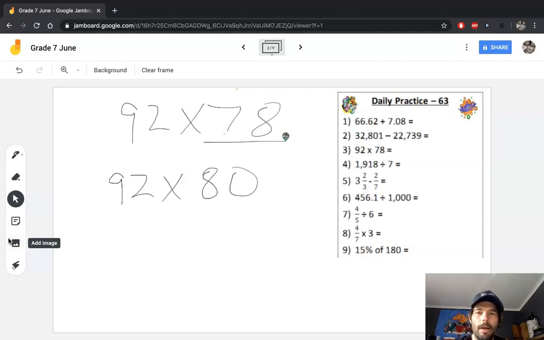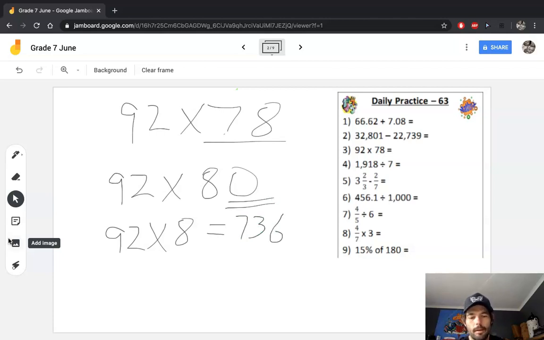So I've added an extra 2 groups of 92 onto the question. Then I'm going to say 92 multiplied by 8. Okay, and I know that 9 times 8 is 72, so that's going to be 720 because it's 90 times 8. And then 2 times 8 is 16. So 720 and 16 is 736. But I must remember the multiple of 10, so that's going to give me 7,360.